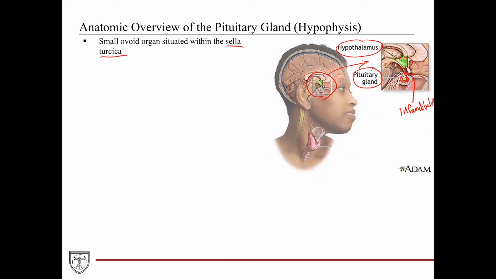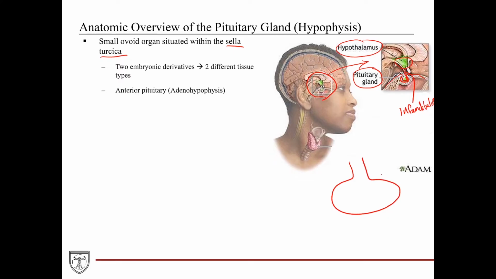The pituitary gland is also really interesting in that it develops from two embryonic derivatives, which results in two different types of tissues that comprise this ovoid organ. One type of tissue is the anterior pituitary. This is a pituitary gland with anterior side and posterior side here.